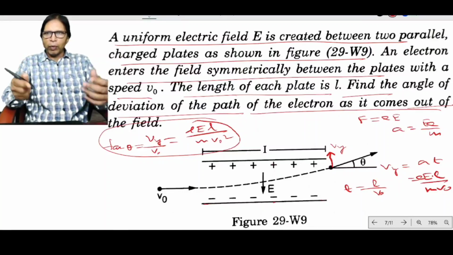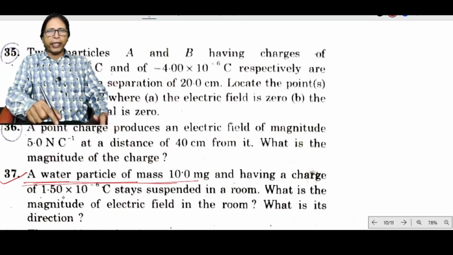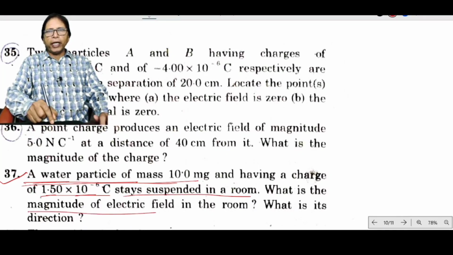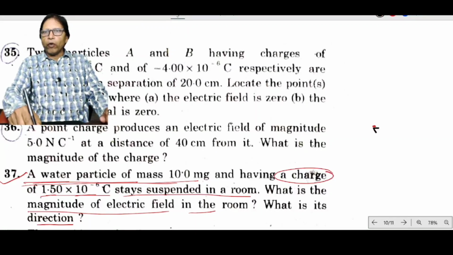Next problem. Question number 37, HC Verma. A water particle of mass 10 mg and having a charge 1.5 × 10⁻⁶ coulomb stays suspended in a room. What is the magnitude of the electric field in the room and what is its direction? Here the charge is positive and the weight mg is always vertically downward. So the electrical force must be in the upward direction such that the net force becomes zero.